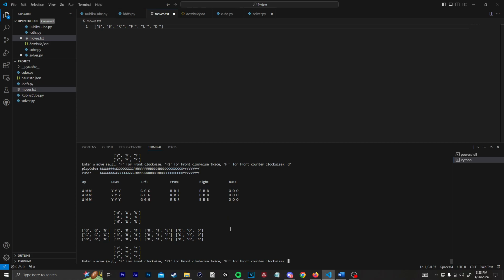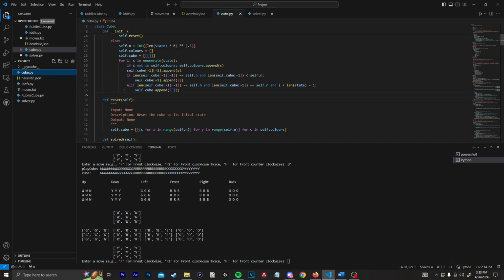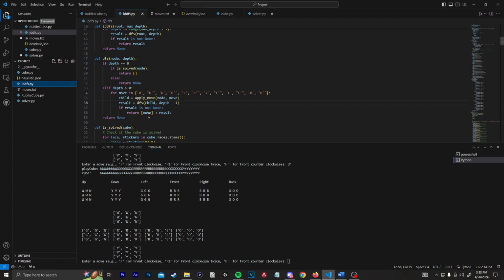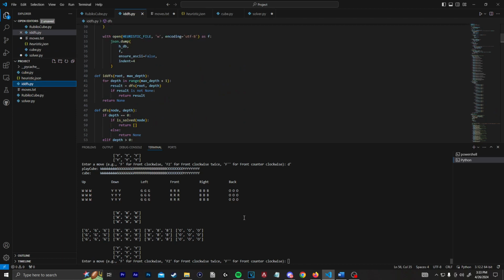So now we are overcoming the time it took exponentially to solve using IDDFS, using IDA star. And so again, I could show you we could apply many moves to this. We could apply over 100 moves and it'll still solve it. So I won't bore you with that, but let's just do a few moves. So let's down, left, front, back, right, right, front, left, backwards, down, up. Just applying moves, and let's solve IDA star.